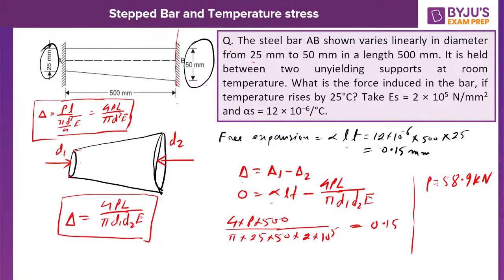Right. Now, if someone asks what is the maximum stress in this bar, it can be calculated. You have a constant force throughout the bar, which is 58.9 kilonewton. If you divide that force by the least cross-sectional area, you will get the maximum stress. And if you divide it by the maximum cross-sectional area, you will get the minimum stress on the bar. That's all. Did you get that?